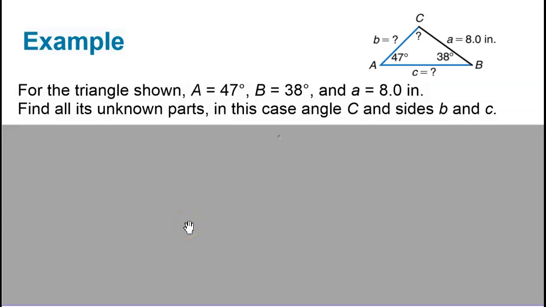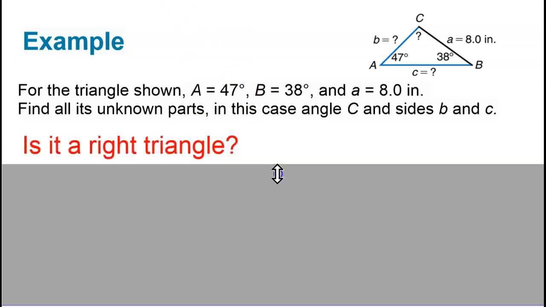So let's go ahead and look at this, and you can pause the video and try to solve it if you can. Okay, so one of the things we're given is angle A is 47, right here, and angle B is 38, right here. We also have side A, which is 8 inches. Let's take a look at this and try to solve this problem.